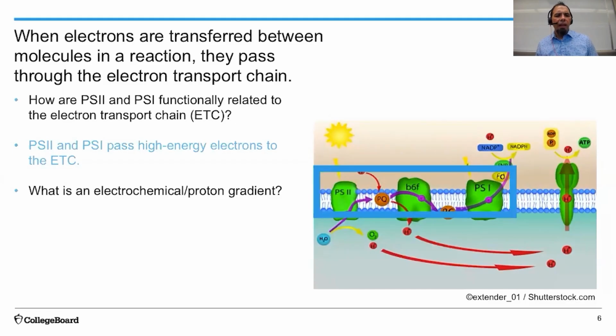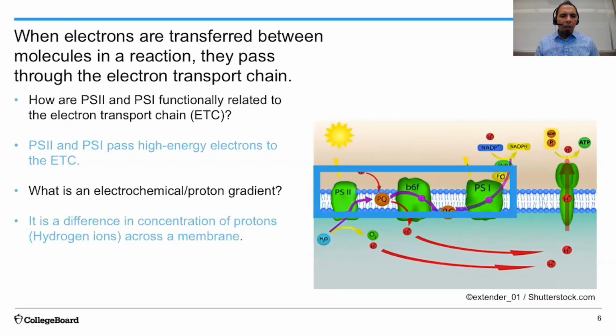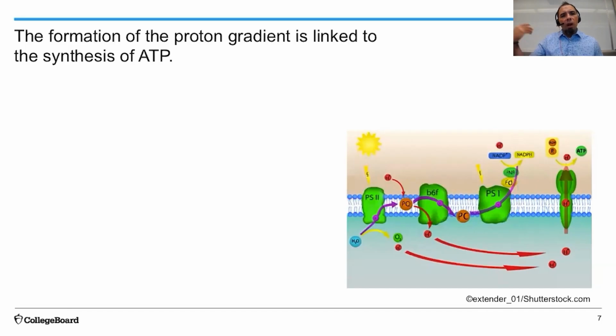And so I've mentioned this a couple times. What actually is an electrochemical proton gradient? So it's a difference in concentration of protons, or those hydrogen ions, those H+, across a membrane. As you can see, the whole point is trying to create this proton gradient. And so let's talk more about this proton gradient.